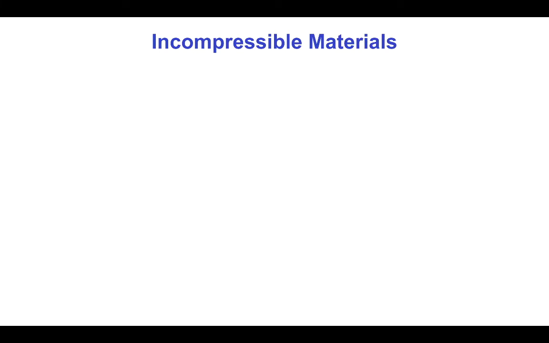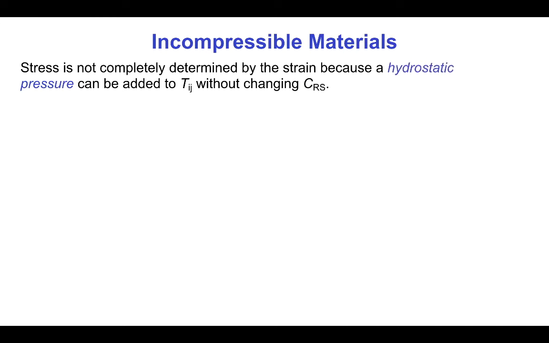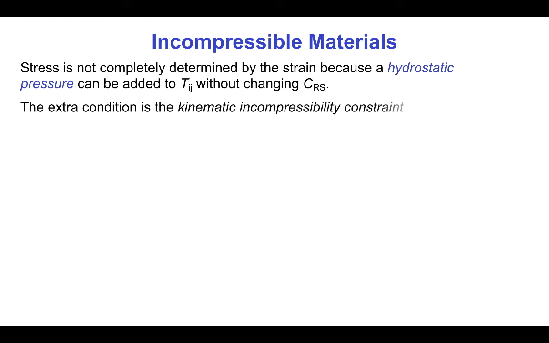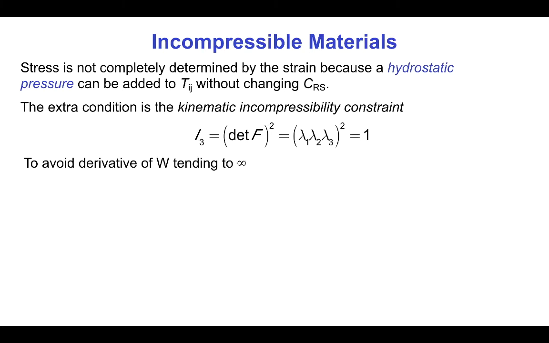If a tissue is incompressible, then the strain alone cannot determine the stress because any hydrostatic pressure can be added to the stress without affecting the strain. Because we've added a new constraint equation, namely the kinematic incompressibility constraint, that I3, or the determinant of F squared, is equal to 1, we also introduce a new unknown variable P, known as the hydrostatic pressure variable. This enters the strain energy as a Lagrange multiplier to prevent the derivative of the strain energy tending to infinity.